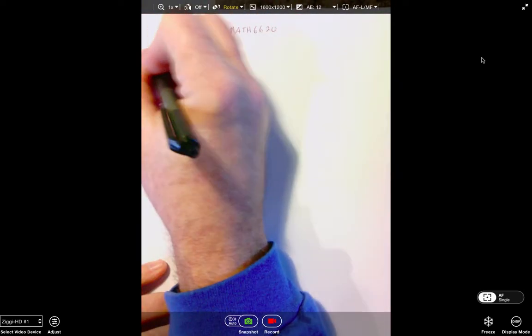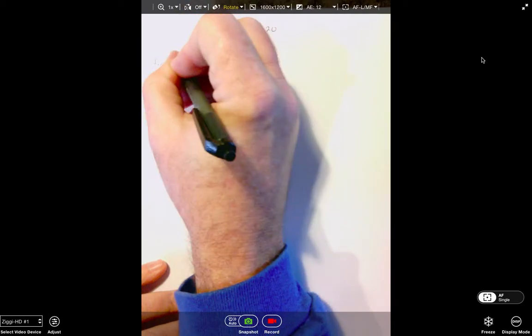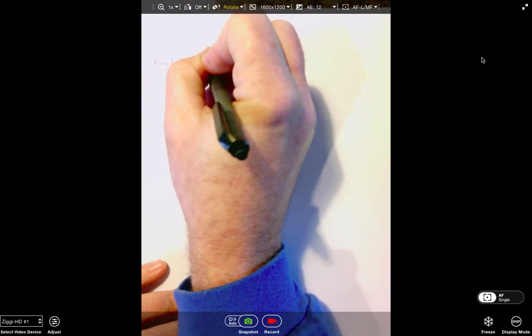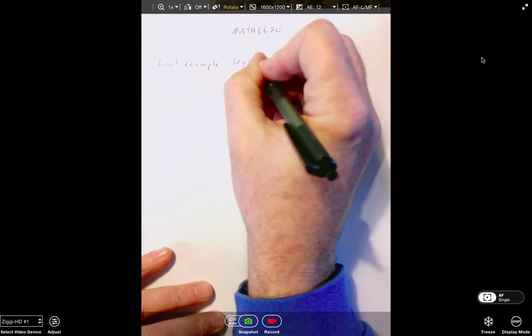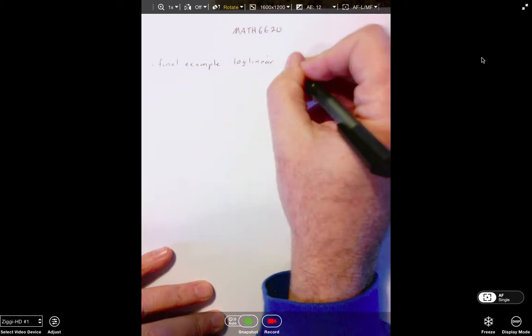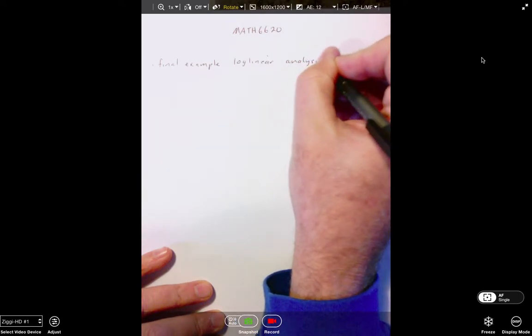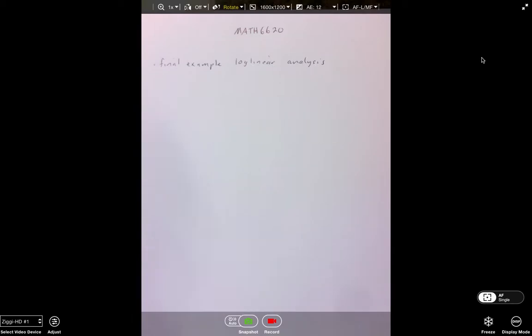Math 6620. This is going to be our final example for log linear analysis. And I tried to choose something that's education research based here as the final example.